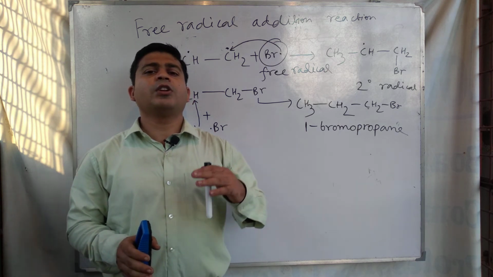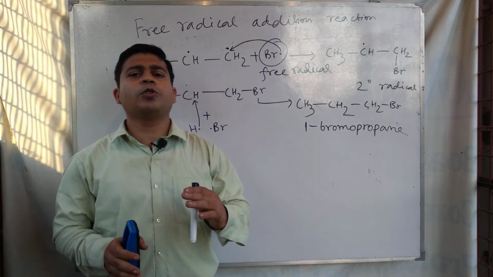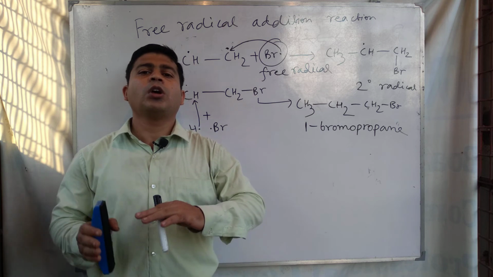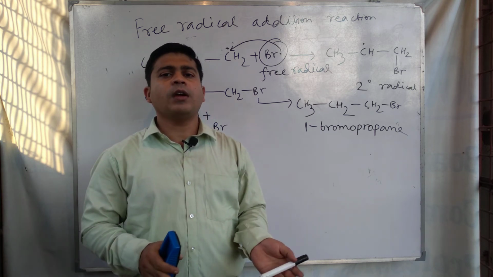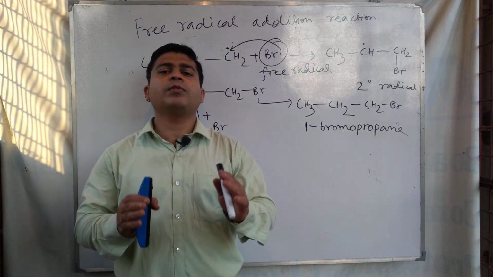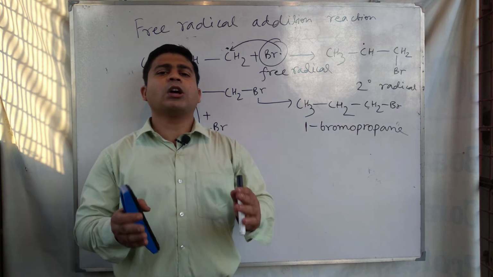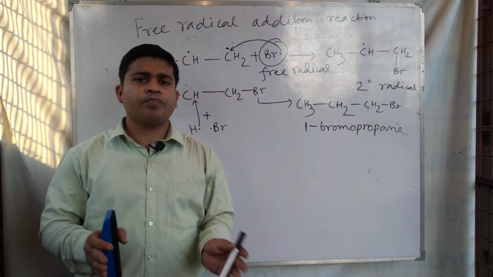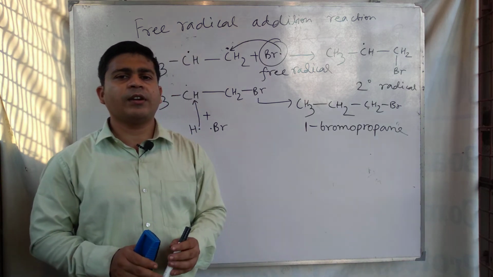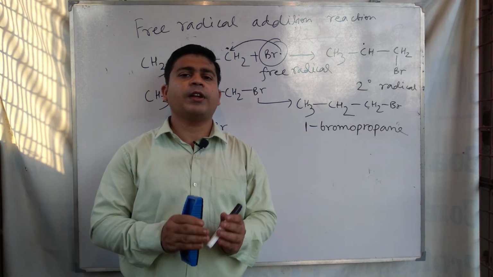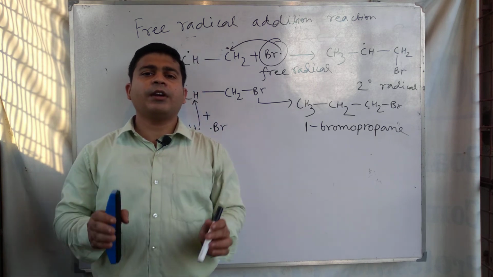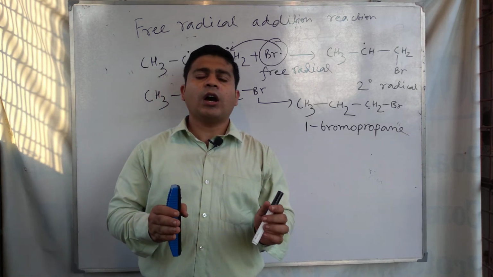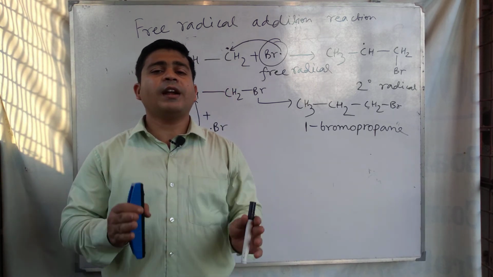The second case is the nucleophilic addition reaction. The nucleophilic addition reaction is started by the attack of a nucleophile. After that, in the second step, the electrophile is added to the ion to form the product. And the third type of addition reaction is free radical addition reactions.